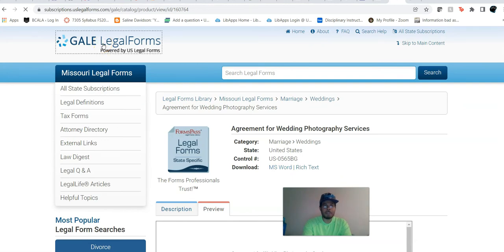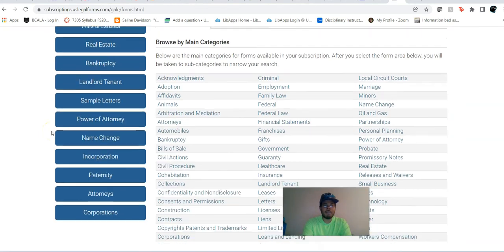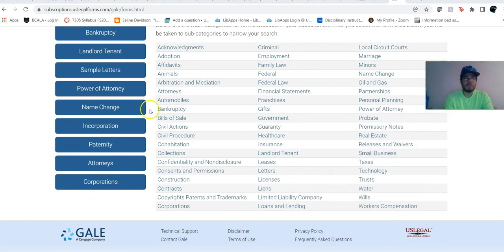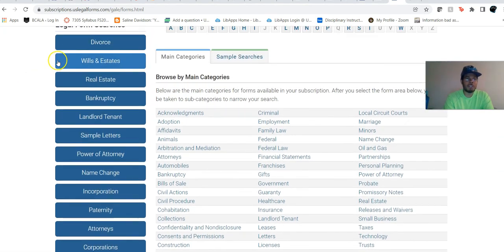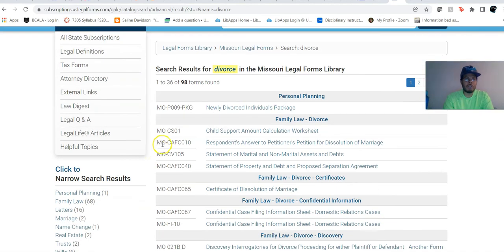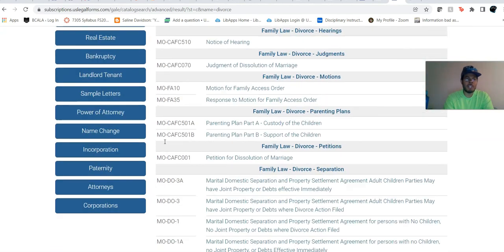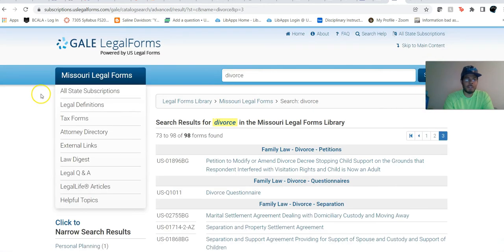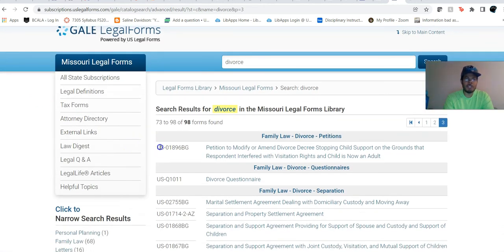Again, this database does have forms for the United States as well. It's not just state forms, you do have federal forms. I'll go back into the divorce thing here just to show you that. If you see MO, those are the state forms. But if I go to, I think it's definitely on page 3, you see US. So these can be forms that are more federal or more generalized to other states, okay?